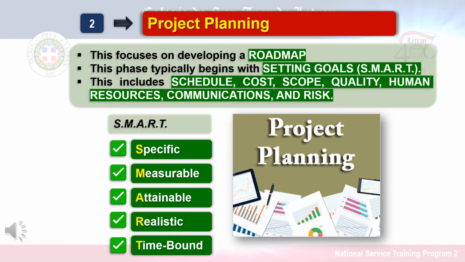Next, project planning. This phase is critical to project management success and focuses on creating a roadmap that everyone will follow. Setting goals is usually the first step in this phase, and it should be SMART: specific, measurable, attainable, realistic, and time bound. This strategy ensures that the objectives have been thoroughly examined. It also provides a means of properly understanding the goal setting process significance.